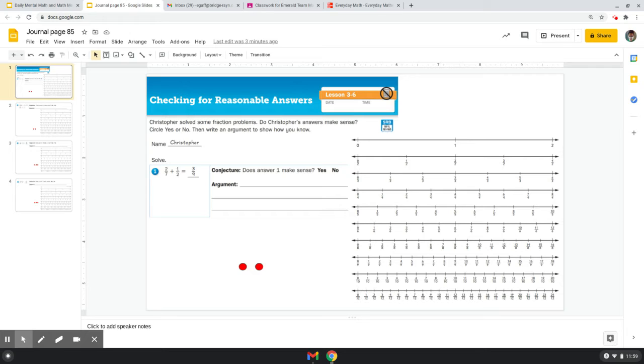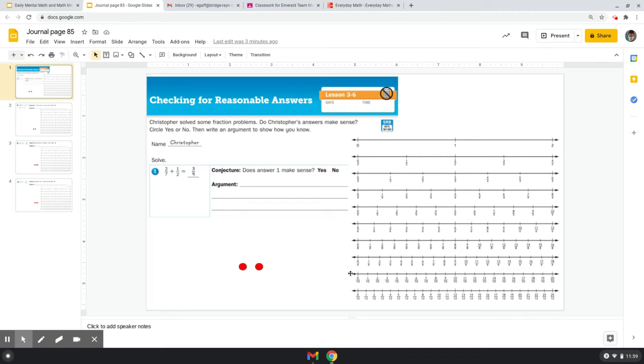So here we go. Number 1, 2/7 plus 1/2 equals 3/9. Now, just looking at that quickly, what do you think Christopher did to add those fractions together? It looks like he just added the numerators, 2 plus 1 equals 3, and then added the denominators, 7 plus 2 equals 9. That's not how you add fractions, and most of us know that. However, that's not really what we're looking for today. Do you think it makes sense that 2/7 plus 1/2 would equal 3/9?